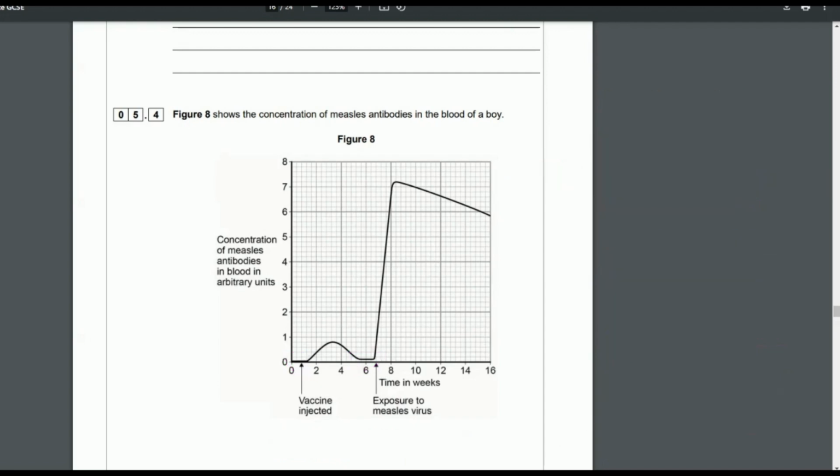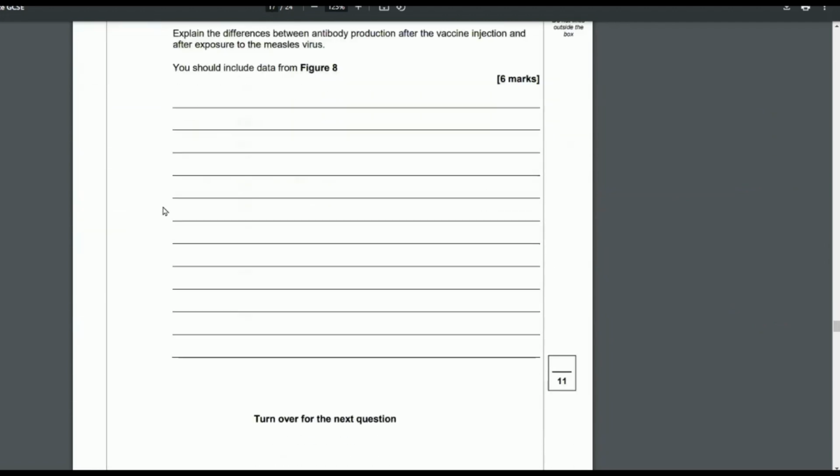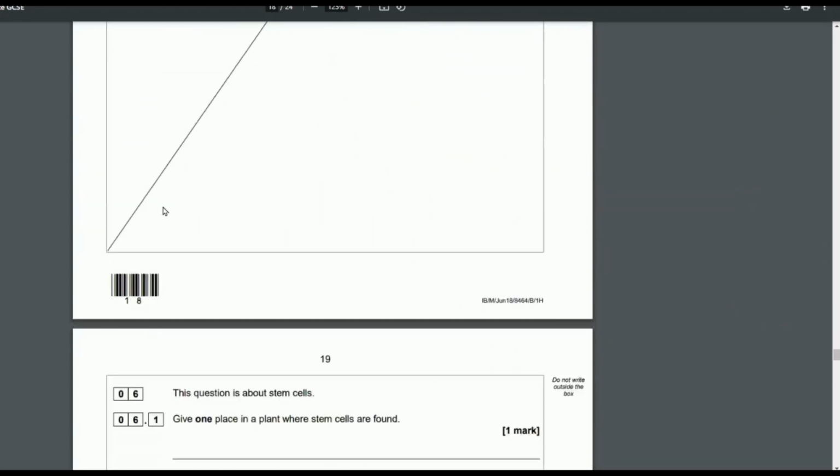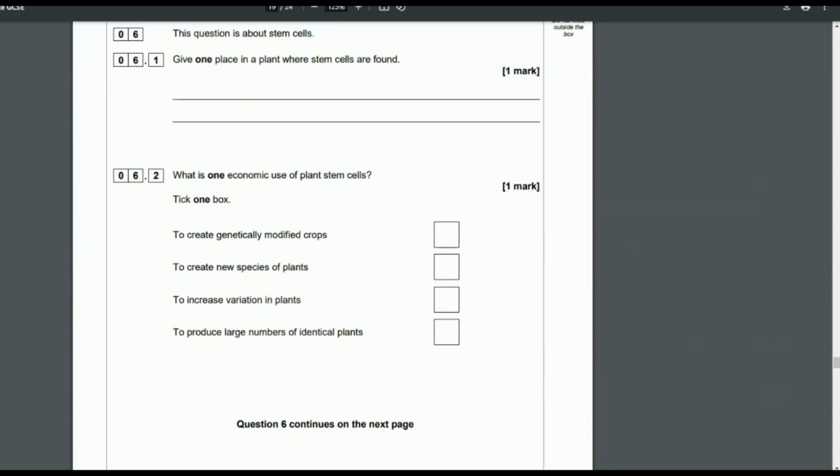Cool. Oh, thank God we've done that. I hate 6 markers. Don't you just hate those 6 markers?